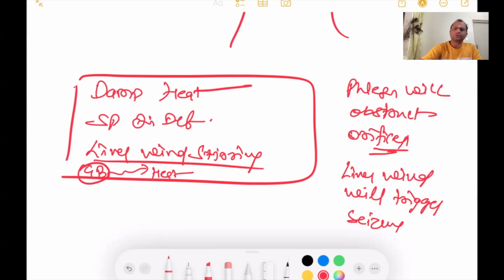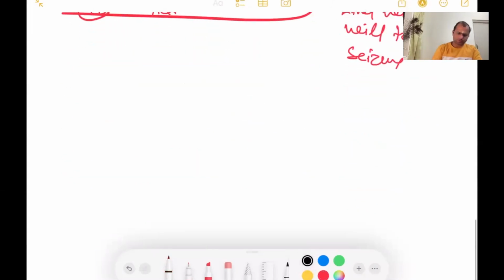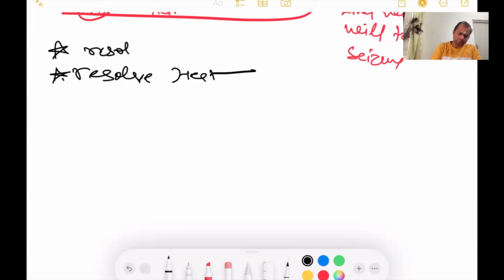So how to work on that? अब हम इस पे कैसे काम करेंगे? So number 1, resolve heat. सबसे पहले हीट को निकालो. Okay. और इससे भी पहले मैं बोलूंगा रिजॉल्व फ्लेम. सबसे पहले फ्लेम को निकालो और रिजॉल्व डैम्पनेस. डैम्पनेस को निकालो एंड रिजॉल्व हीट. Right.